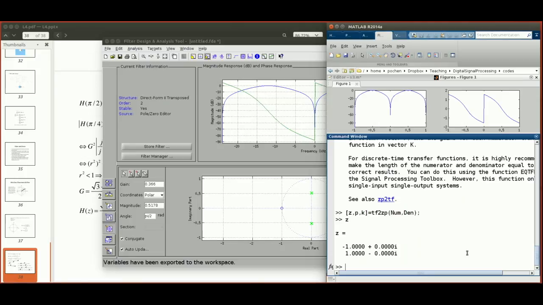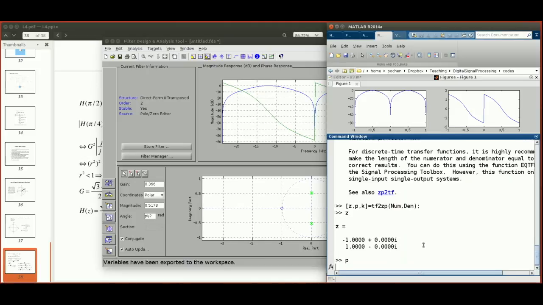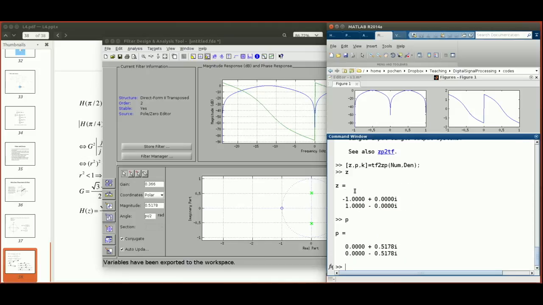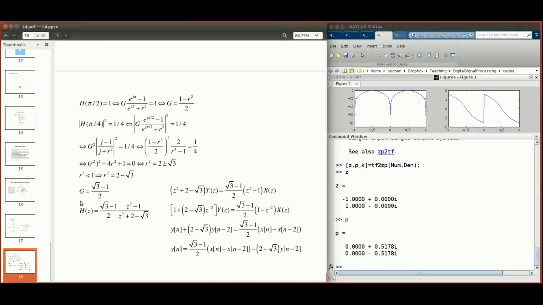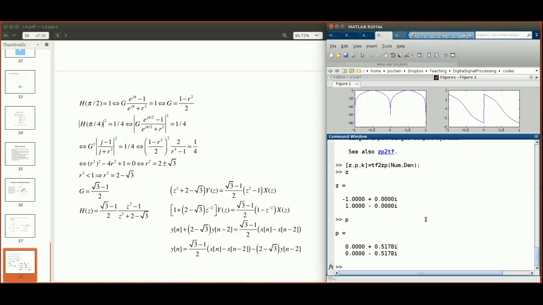So Z, the zeros, we have two zeros, right? -1 and 1, that's the two zeros. And then P, we have two poles. So that's the value of R, right? We computed R by taking the square root, because we have R squared, the square root of 3, so we computed R by doing that, right? And then what's the value of k? K is the gain, that's the g. So square root of 3 subtracted 1 divided by 2, that's exactly 0.366, right?